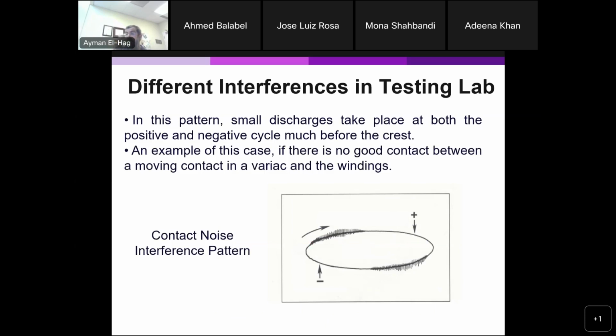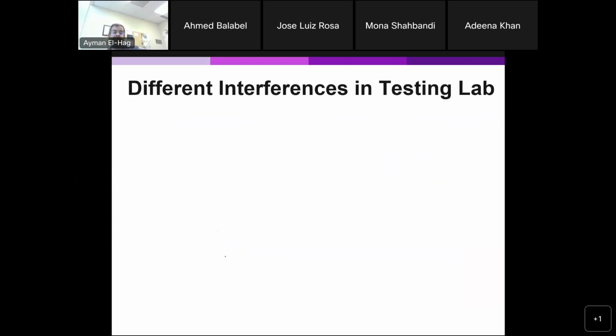So here the partial discharge happened because you have a loose contact in your variac as you increase the voltage. At the beginning, you start to get something. Usually you get the partial discharge when you come close to the inception of the partial discharge, not at the zero crossing. When you have the partial discharge at the zero crossing, it means there could be something else. It's not the sample, it is the system which generates the partial discharge. So this is a contact noise interference.